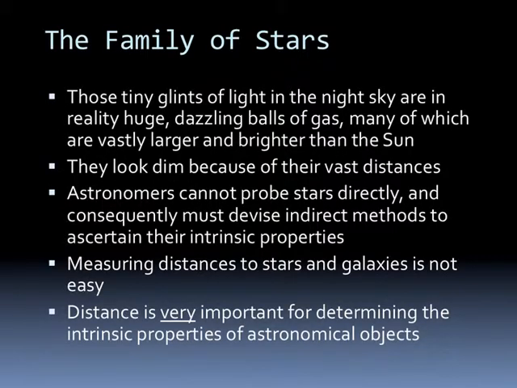So those tiny glints of light in the night sky are in reality very huge, dazzling balls of gas, many of which are vastly larger and brighter than the Sun. They look dim because of how far away they are.